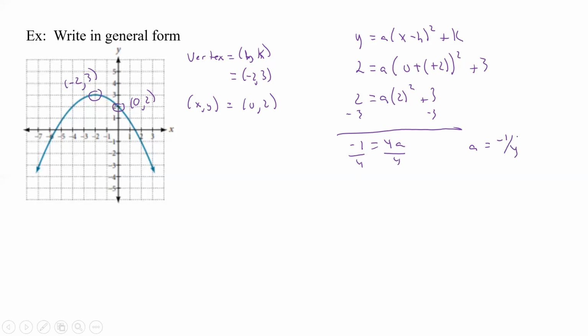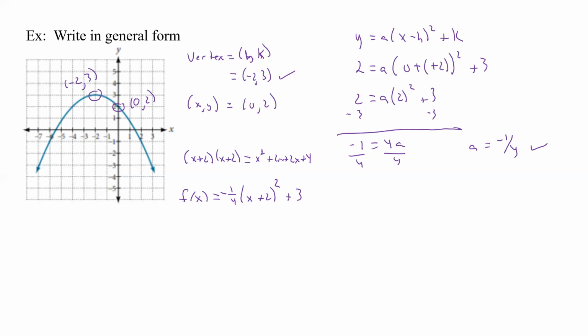Okay. Now we can get this in standard form because we've got our a and we've got our h and k. So f of x equals -1/4 times (x plus 2), quantity squared, plus 3. Now we already kind of saw what this was. Well, again, x plus 2 squared is just taking x plus 2 times x plus 2. So that's going to be x squared plus 2x plus 2x plus 4.